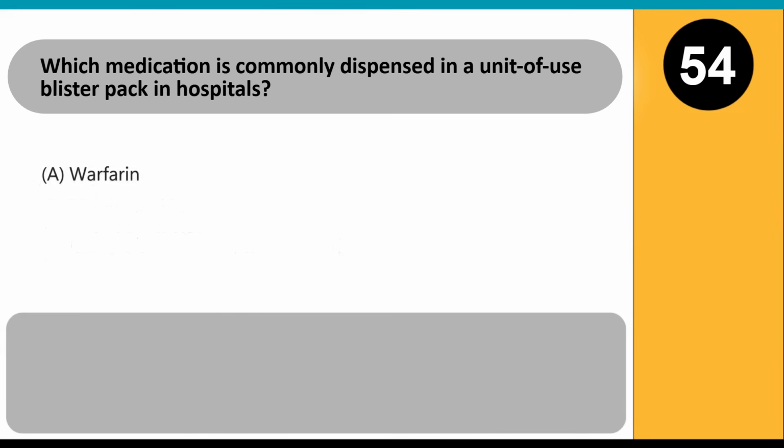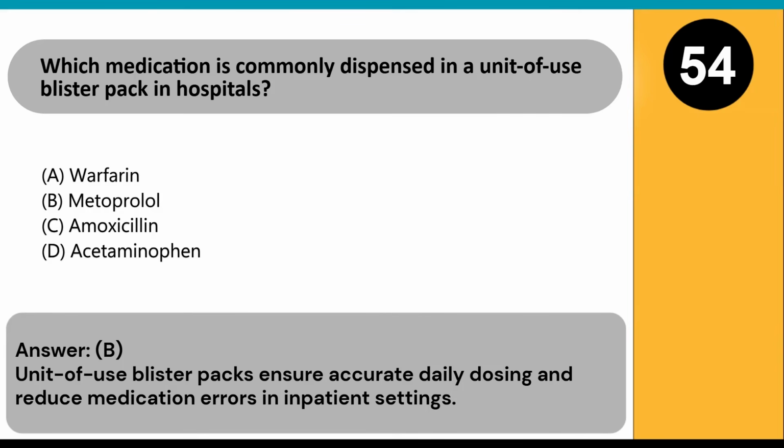Which medication is commonly dispensed in a unit-of-use blister pack in hospitals? A. Warfarin. B. Metoprolol. C. Amoxicillin. D. Acetaminophen. Answer B. Unit-of-use blister packs ensure accurate daily dosing and reduce medication errors in inpatient settings.